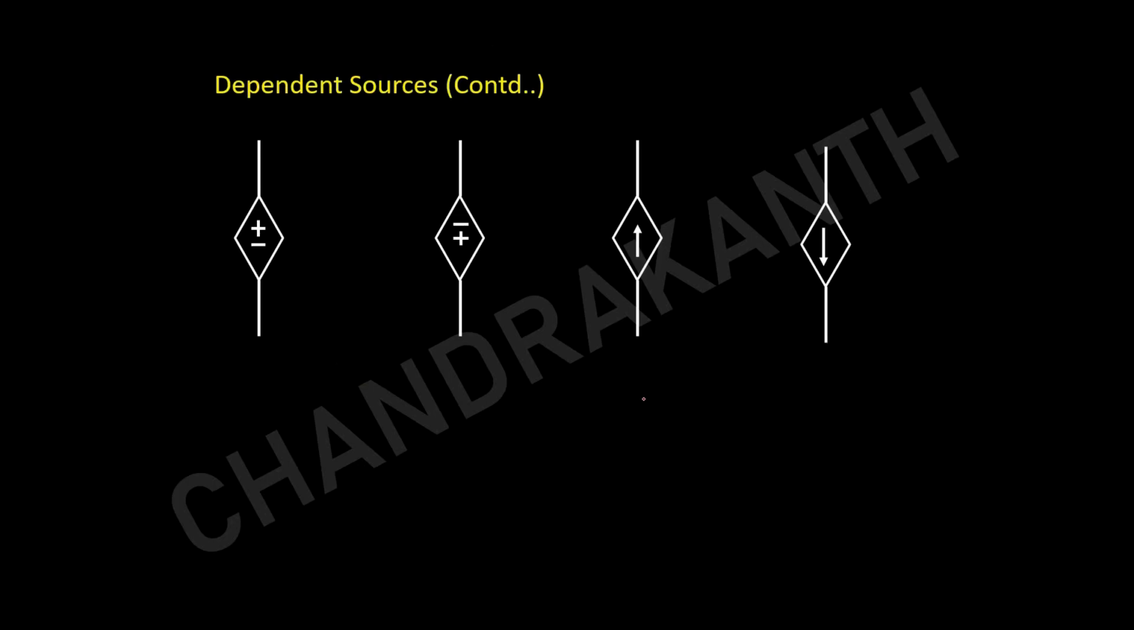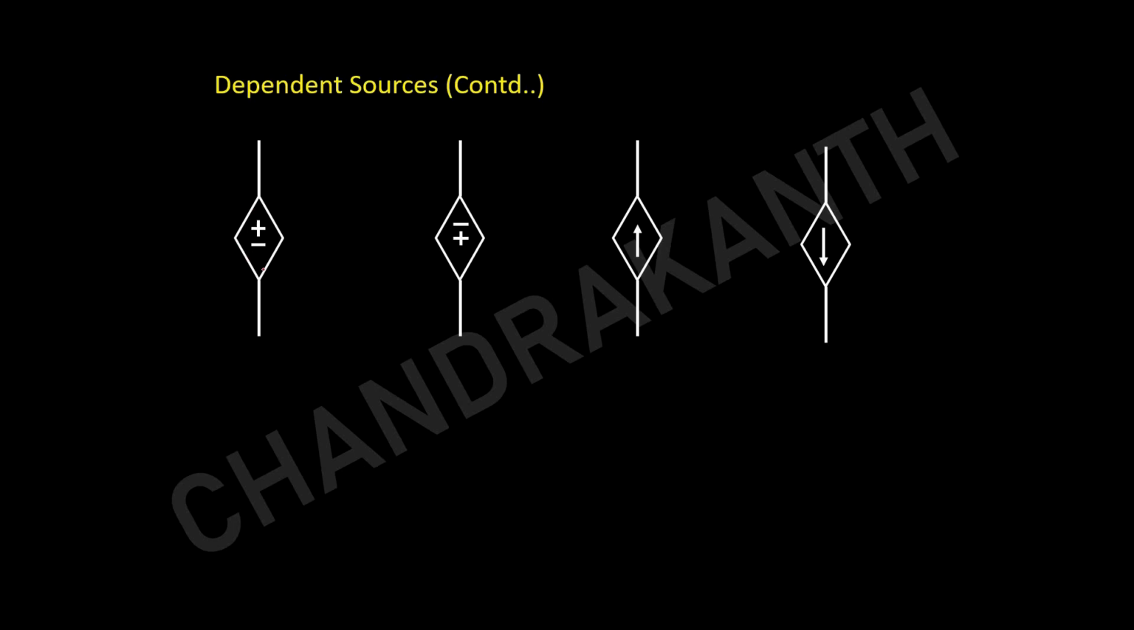You can easily identify which type of source it is, whether it is a voltage source or a current source, based on the symbol that is represented inside this symbol. And the major difference between the independent and the dependent sources is, independent sources will always be represented by the circle shape, but the dependent sources will always be represented by a diamond shape.